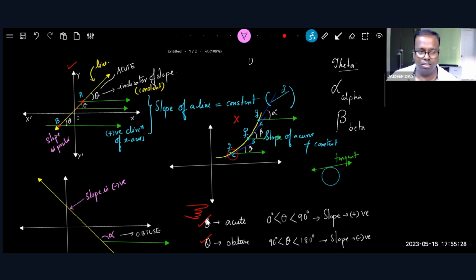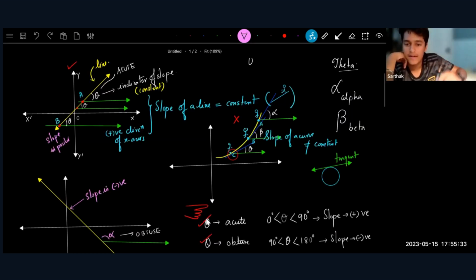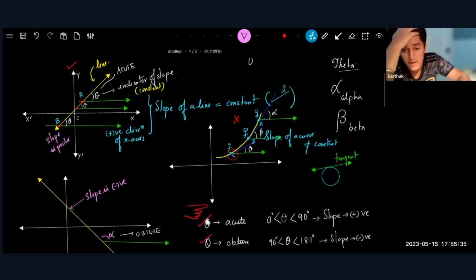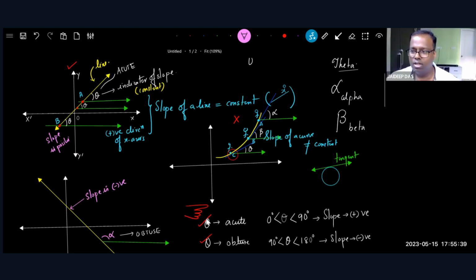Okay? Yes, Sarthak, bolo beta. Sir, the acute and obtuse point I didn't understand. Look at the first figure where I have shown theta. What do you look at, what is your conclusion about that angle theta? दिखने में कैसा लग रहा है? Acute angle नहीं है? Acute है ना?